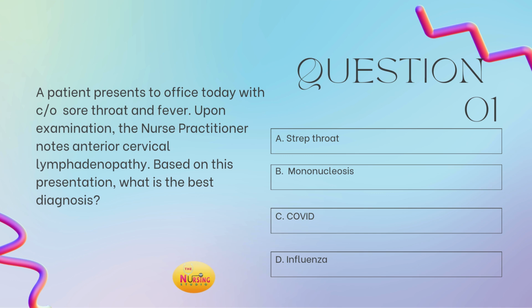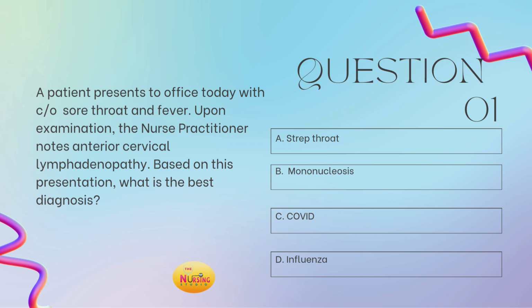All right, I always recommend reading the stem of the question first, so it allows you to slow down and truly answer what's being asked. So here, the stem of the question states, based on this presentation, what is the best diagnosis? So, I'll tell you, if we are coming up with a diagnosis, you got to run it back and see what the assessment findings are showing. So this patient came in complaining about sore throat and fever, right? Those are your subjective findings. And then on exam, the nurse practitioner also notes anterior cervical lymphadenopathy.